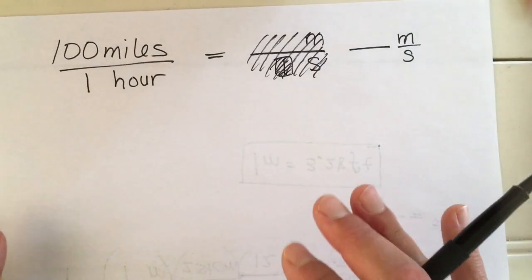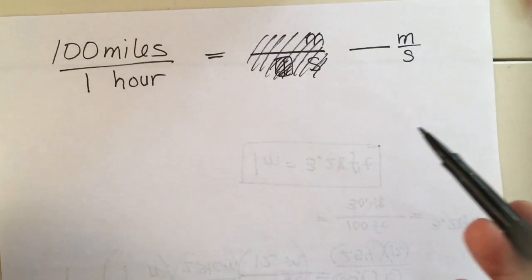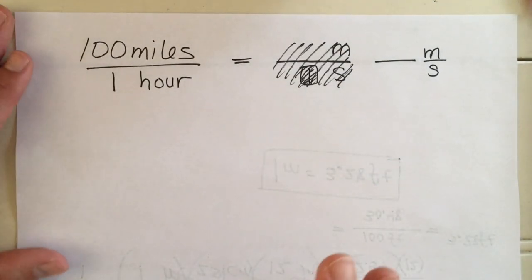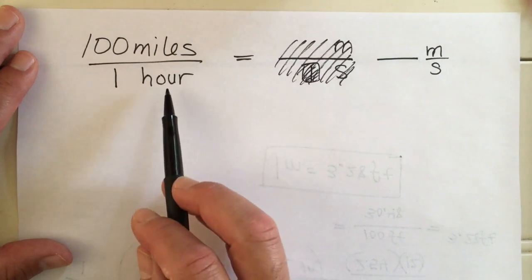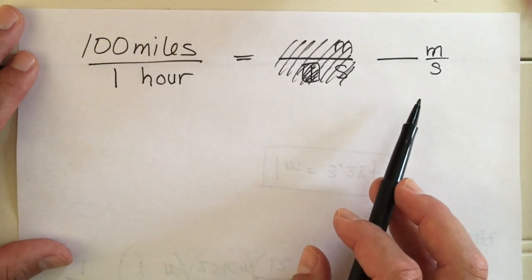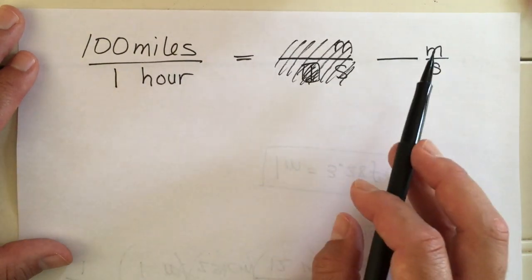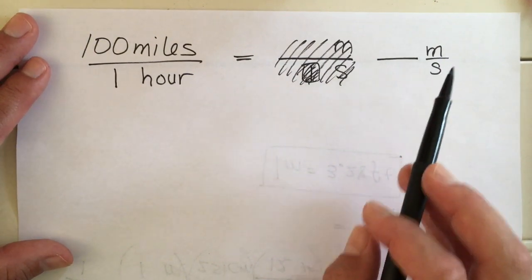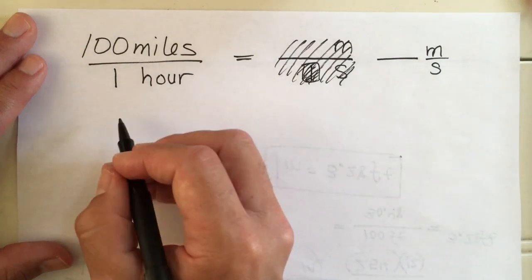It's the same way we did it last time, except now we have two problems for the price of one. We're going to convert the top and convert the bottom. And it doesn't matter where you start. I think the bottom going from hours to seconds is a little easier, and then going from miles to meters. So, all right, let's go ahead and get started.